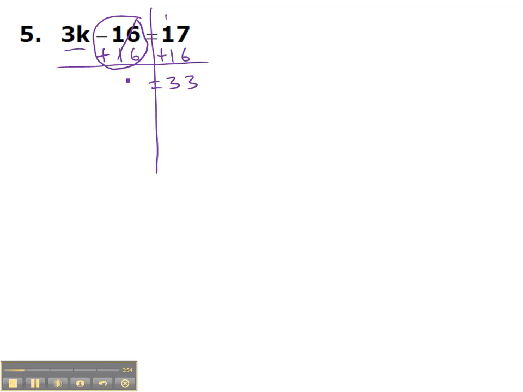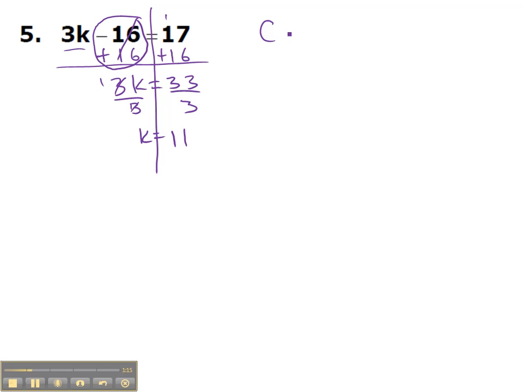And we're just left with this term, 3k, on the left side. So we know what 3k is equal to, but I want to know what 1k equals. So I'm going to undo this multiplication with division, divide by 3 on both sides. And the reason we do that is 3 over 3 is just 1. 1k is just k. k equals 33 divided by 3, which is 11.